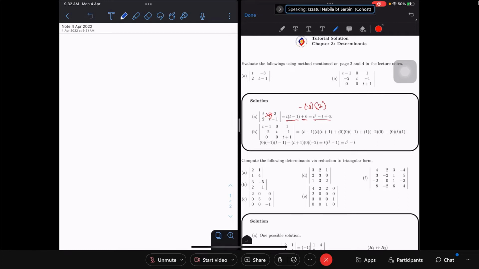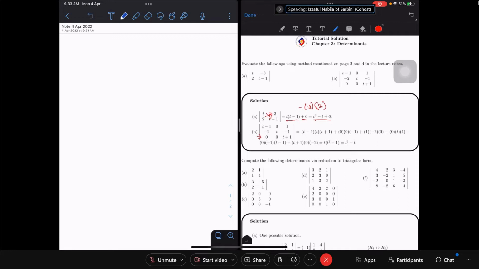As for 3 by 3, let's say you choose the first row. For this type of question, if it's 3 by 3, you look for rows that consist of the most zeros. Why? Because it will shorten your calculations. If it's zero, then you don't have to calculate so much. Let's say if we choose the third row, it will be easier.